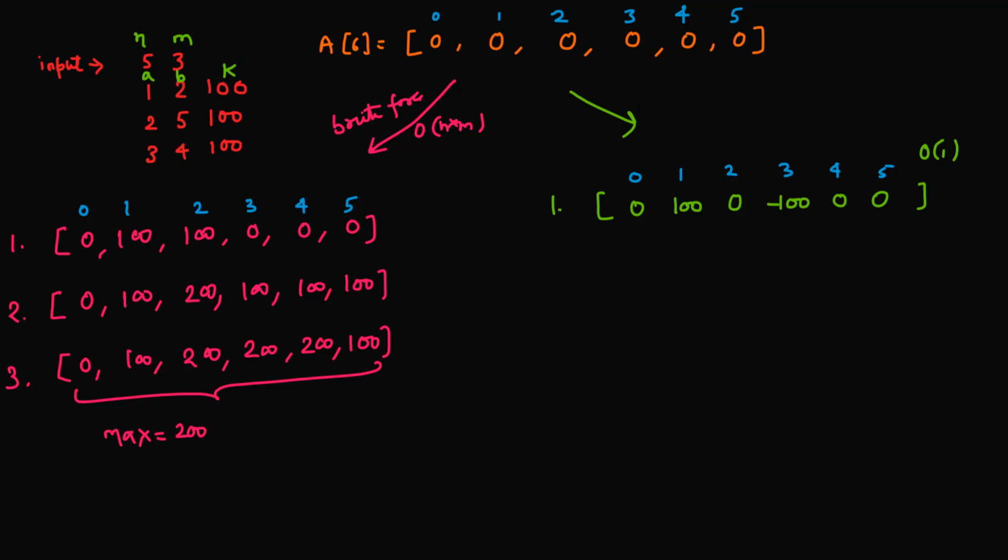Now I'll apply the second query. What was the second query? You have to add 100 from 2 to 5. So what I need to do? I need to go to index 2, add the 100, and go to the 5 plus 1, 6 index, and minus the 100. 5 plus 1 is 6. We don't have a 6 index here because 5 is the last one.